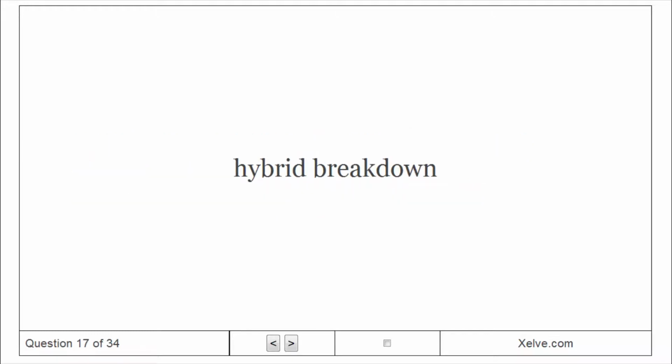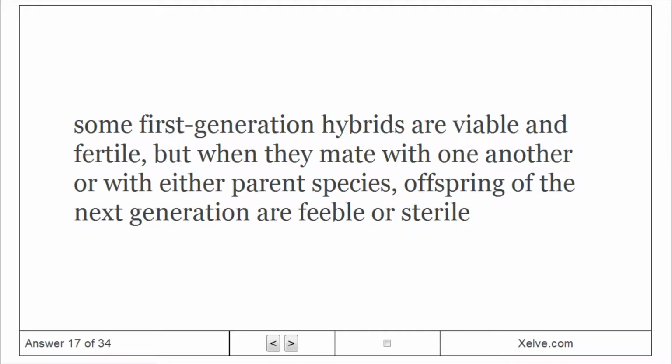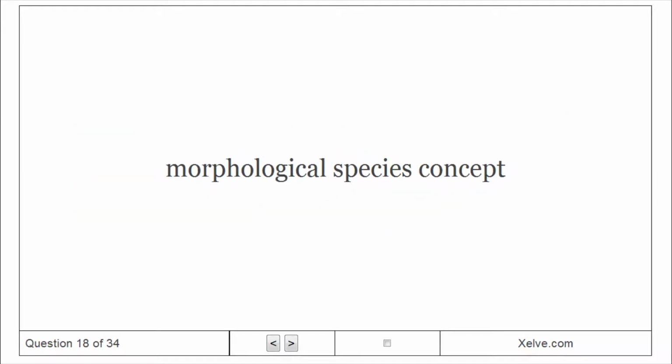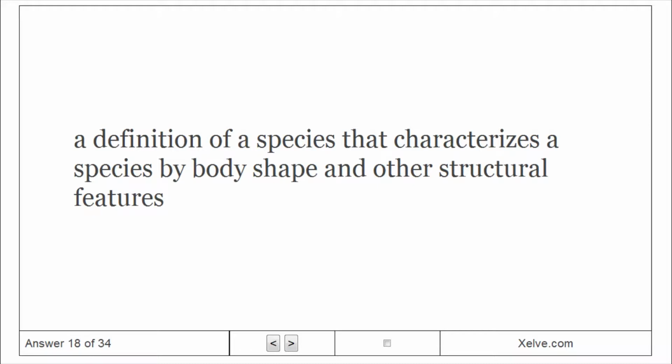Hybrid breakdown. Some first-generation hybrids are viable and fertile, but when they mate with one another or with either parent species, offspring of the next generation are feeble or sterile. Morphological species concept. A definition of a species that characterizes a species by body shape and other structural features.